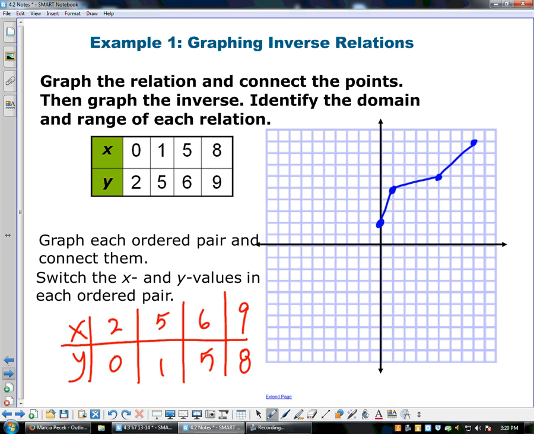Okay, so then let's graph the inverse on the same grid, and we're going to use a different color here so we can identify what's the inverse and what's the original. So we have the point (2, 0), (5, 1), (6, 5), and (9, 8). And then go ahead and connect those.